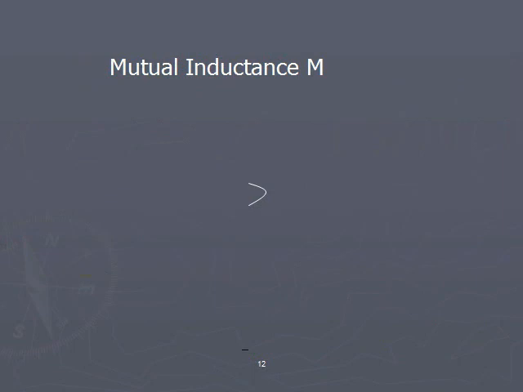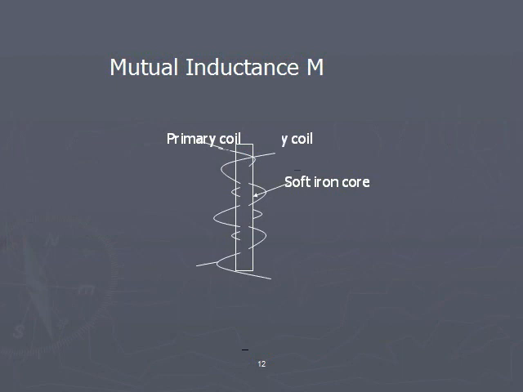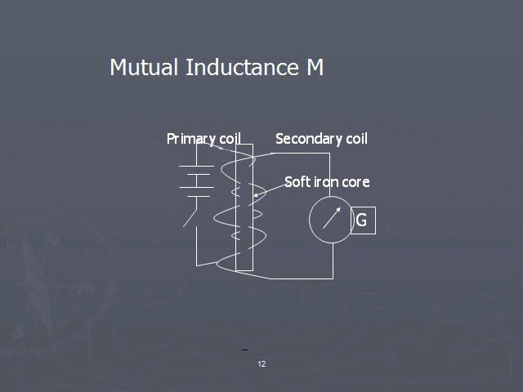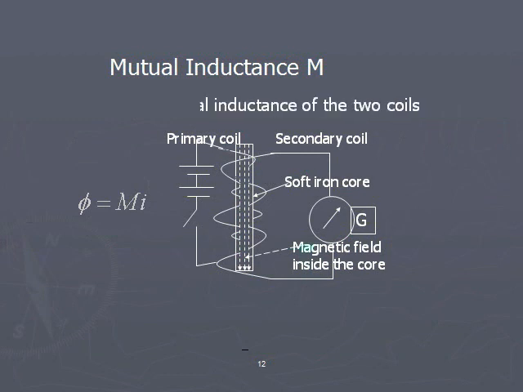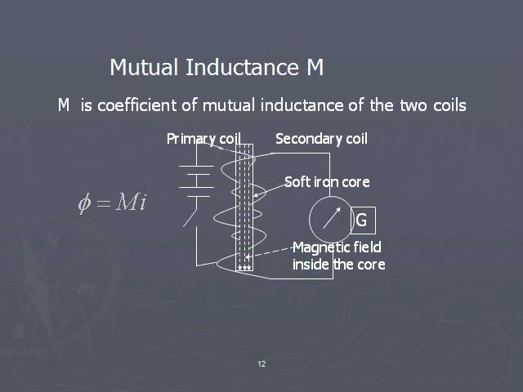Now let us imagine the rectangular bar represents a soft iron core. The dotted lines represent the magnetic field, and over that suppose two layers of wires are wound. The first layer, let us call this the primary coil, and the second layer of wire, let us call it the secondary coil. Let us connect a battery to the first layer and a galvanometer to the second layer.